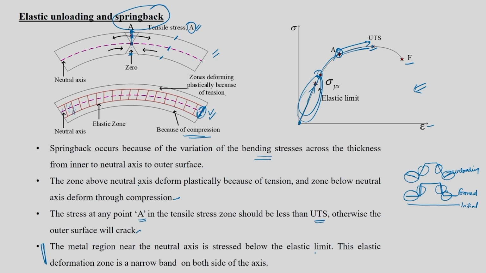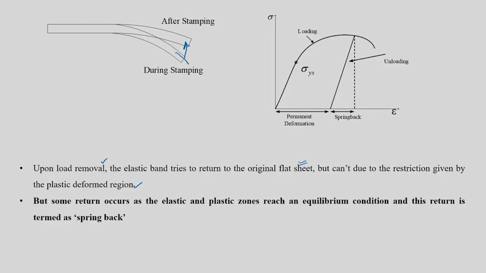So what we are saying is this red color portion, which is representing the elastic part, will try to recover, which is equivalent to a change in dimensions. But the plastic part, which is outside and below this neutral axis, below this elastic region, will not allow it to come back fully. There will be some small change in the dimension, which is what we are going to represent as spring back. Some return occurs as the elastic and plastic zones reach an equilibrium condition. This return is termed as spring back.